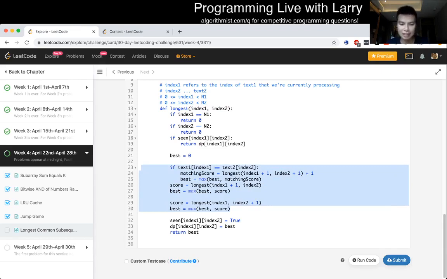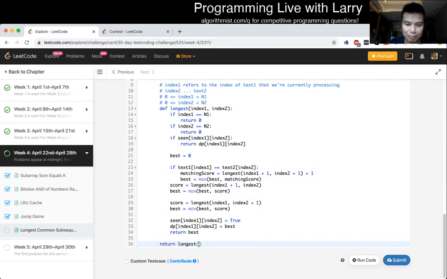Well, that's going to be constant time each. So the entire running time will be n1 times n2, or maybe n times m, depending on how you want to define it. And then now we just have to kick it off, which is return longest of 0, 0. And there we go. Let's give it a twirl.